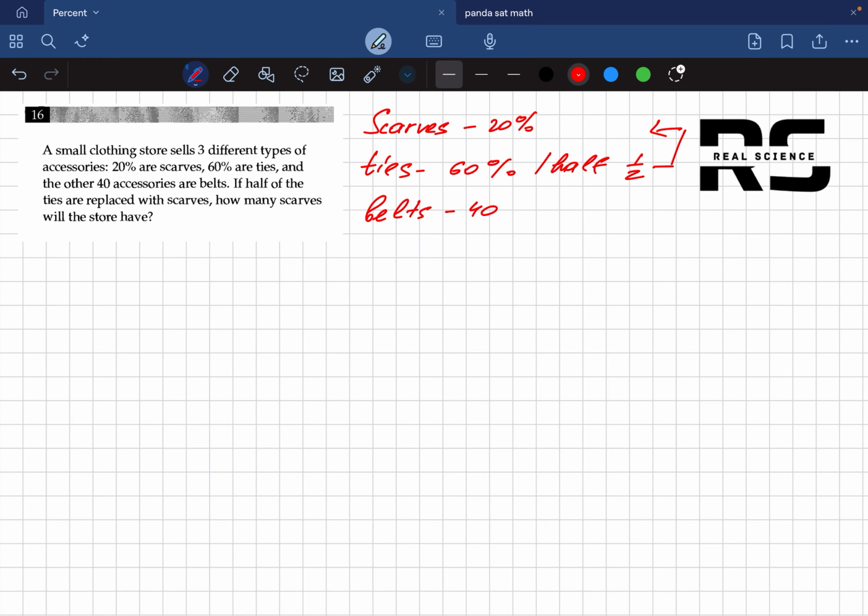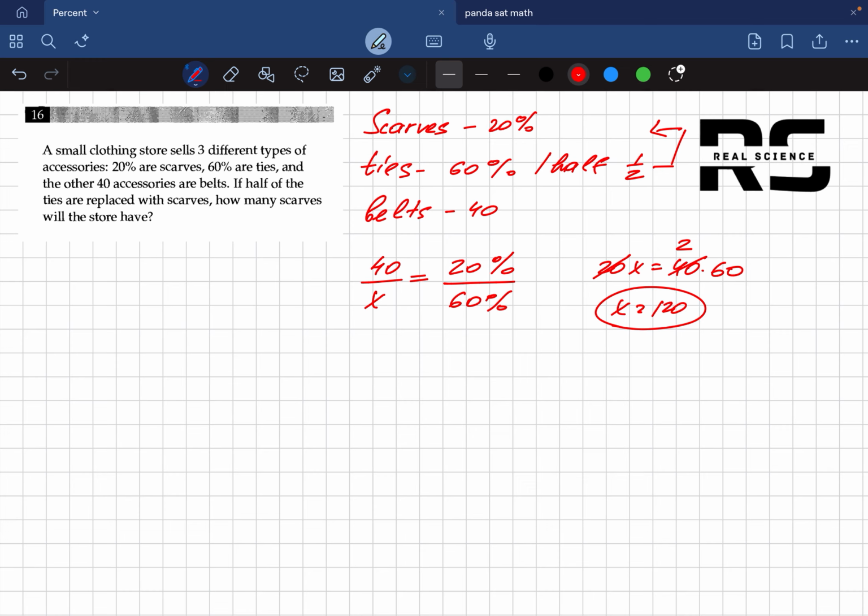Well, if there are 20% scarves and 60% ties, then that's going to be 80%, right? So the 40 belts represent the same 20%. Let's say we have X ties, which is basically 60%. Now let's calculate the number of ties. Cross multiply that times 60, reduce them: 120. So we have 120 ties.